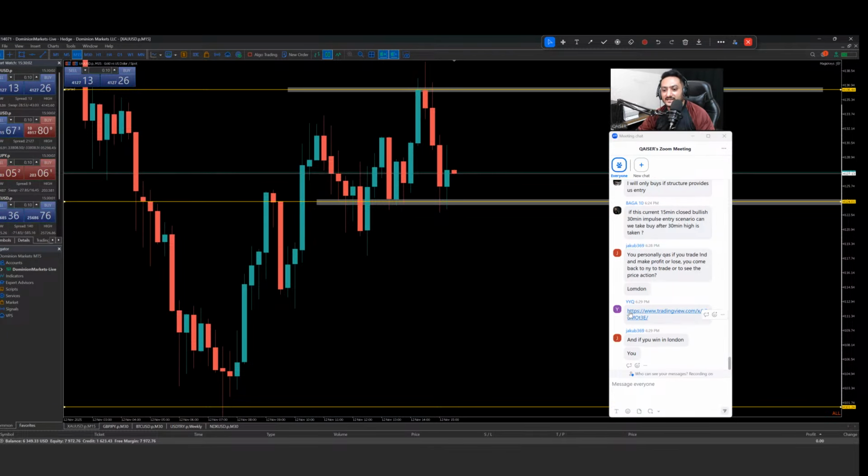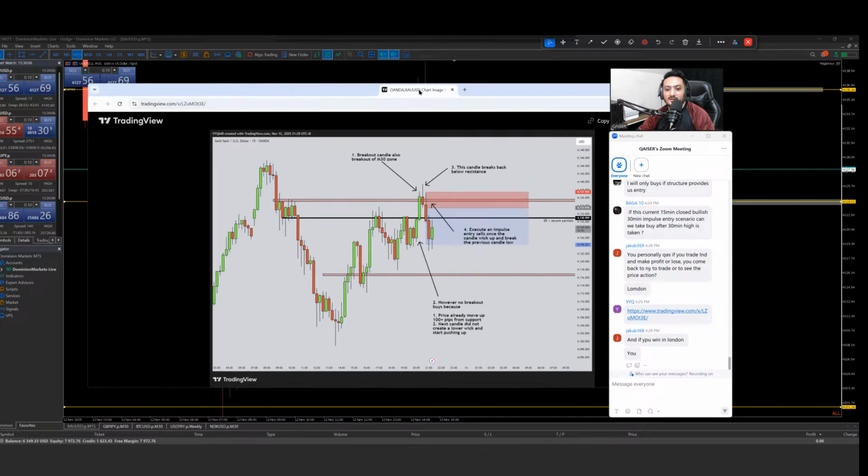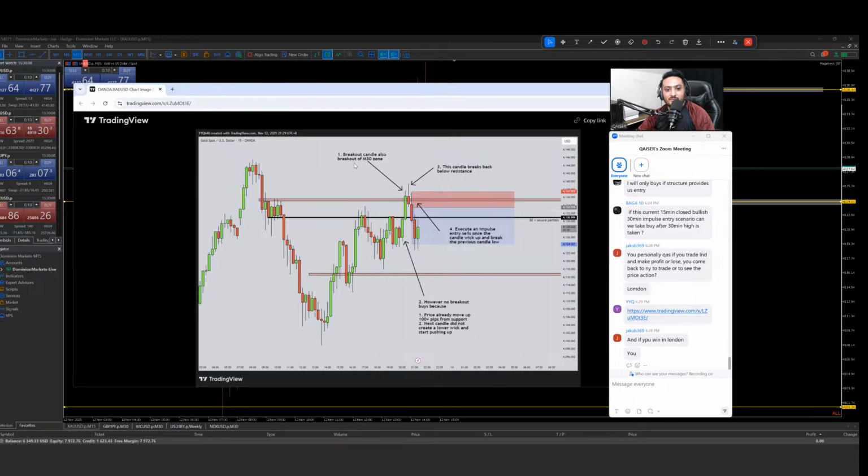So Chris just sent us a chart. Look at this one, Chris. Break candle also breaks the 30-minute zone. Okay, this candle breaks back below resistance. Okay, take execution. However, no breakout buys because price already moved up 100 pips. Very nicely done, Chris. Such a beautiful sell.